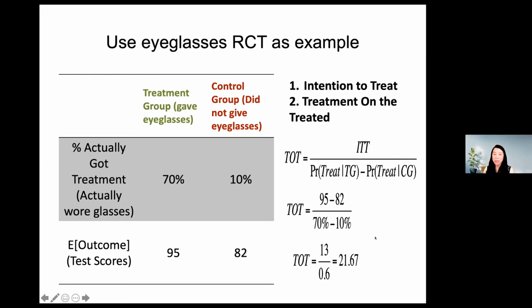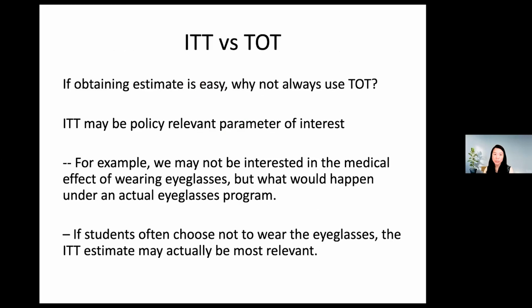So when we are trying to figure out the true impact in the perfect kind of compliance situation, the TOT, the treatment on the treated, is much larger than the average treatment effect. So why do we care about ITT and TOT? Why not just always use TOT? Because that's the pure, true impact on students who got eyeglasses and wear them.